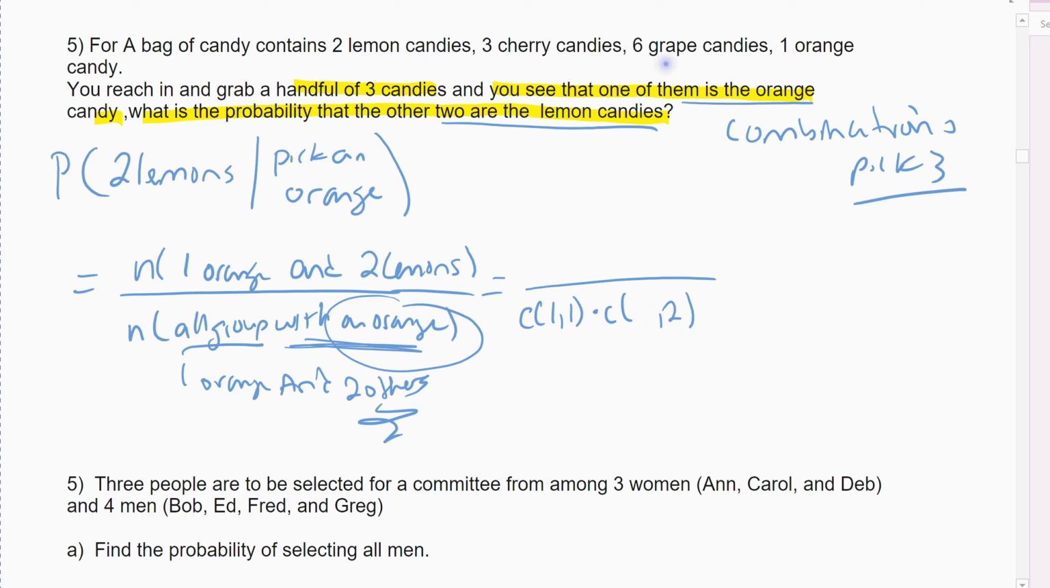So I add up how many others I have: 9, 10, 11. So I've got 11 others I could choose from. And this bottom event would be all possible groups with the orange candy. That's the condition.